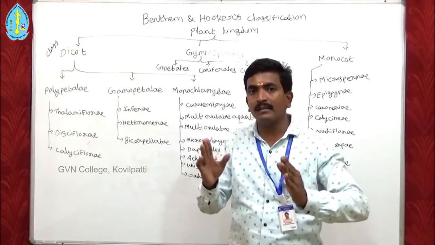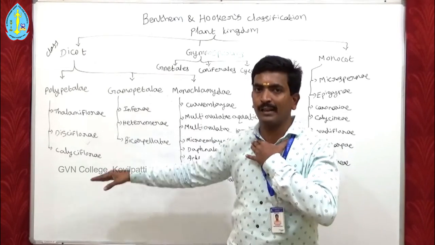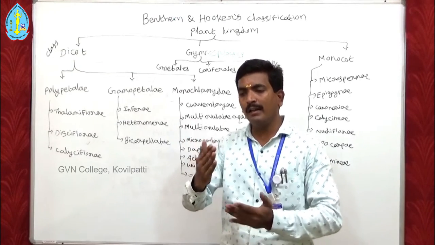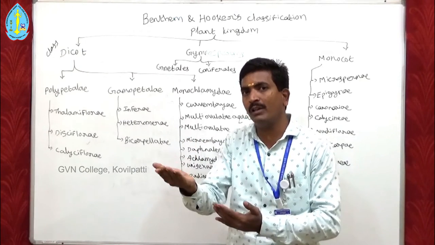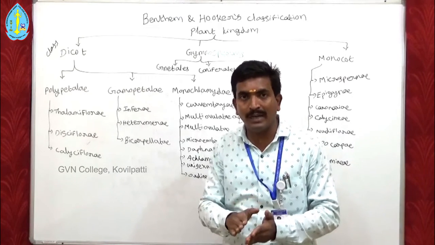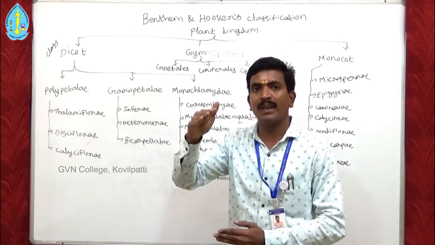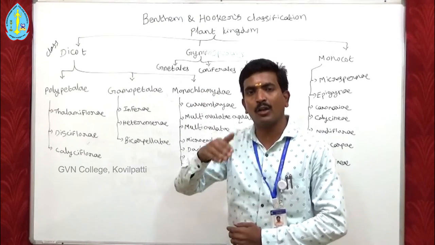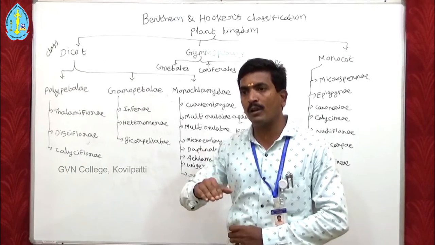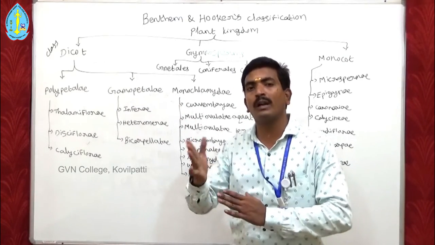Polypetalae, that means the free petal flowers, contain three types of series. If you look at the flower, it may be a hypogynous flower or an epigynous flower. I hope as botany students you know what hypogynous and epigynous are. Hypogynous means the gynoecium is present at the top, and below the gynoecium the calyx, corolla, and androecium all arise. That flower is also called a superior ovary flower.